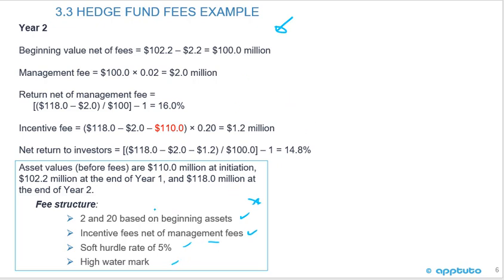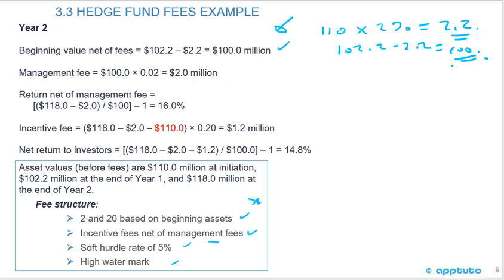So for year 1, just a quick review, we had 110 million times the 2% for our management fee because that was at the beginning of the year. So we did 2.2 million, okay? And then at the end of year 1, the asset value was 102.2. So 102.2 minus the 2.2 management fee gives us 100 million at the end of year 1. Okay, so that's just a quick review.